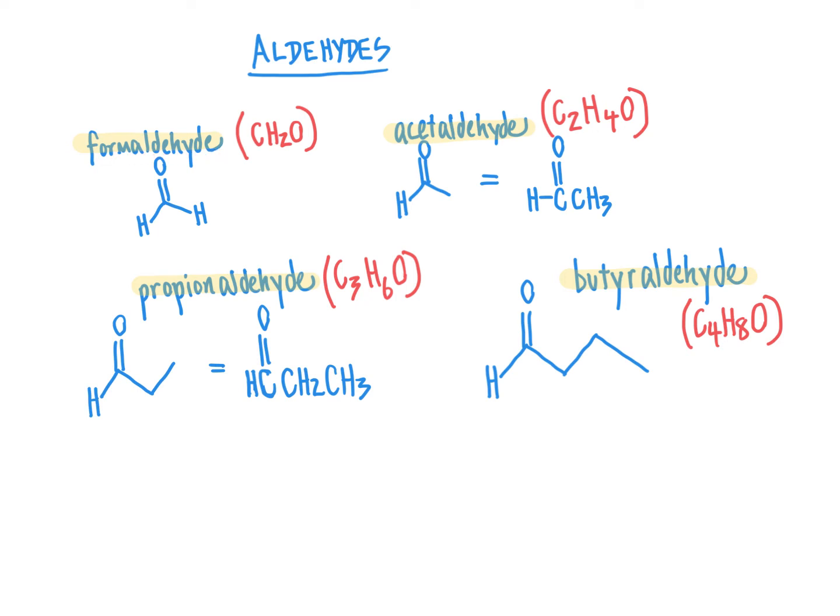You'll notice that in each case, the common name ends in the term aldehyde, whereas the IUPAC system has compounds ending in the suffix al. So for example, if we were doing the IUPAC name of a couple of these compounds, propionaldehyde would instead be referred to as propanal, referring to the aldehyde group. Butyraldehyde would be referred to as butanal, referring to the fact that it's an aldehyde.